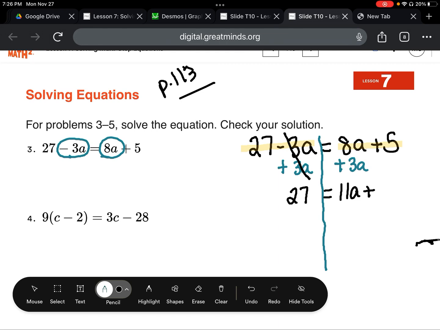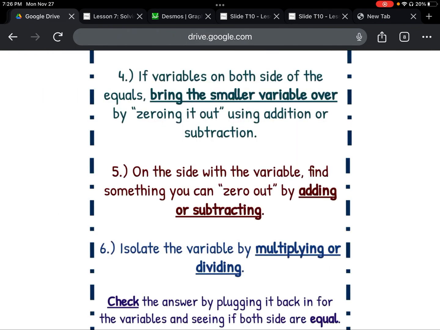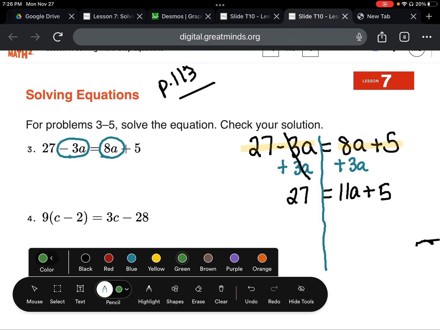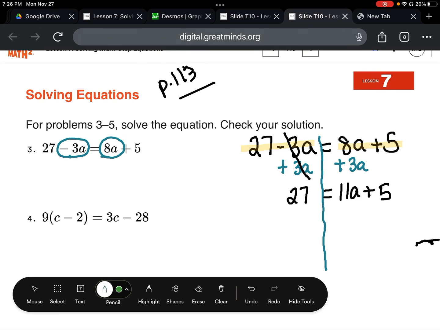Now we have exactly what you guys are used to solving. Now we have a two-step equation. These steps do walk you through the rest of those steps. So step 5, on the side with the variable, find something you can zero out by adding or subtracting. So you guys already know how to do that, right? We're moving everything over. We're attempting to isolate the variable. So on the side with the variable, something that we can remove by adding or subtracting, that would be the plus 5. We're doing the opposite.